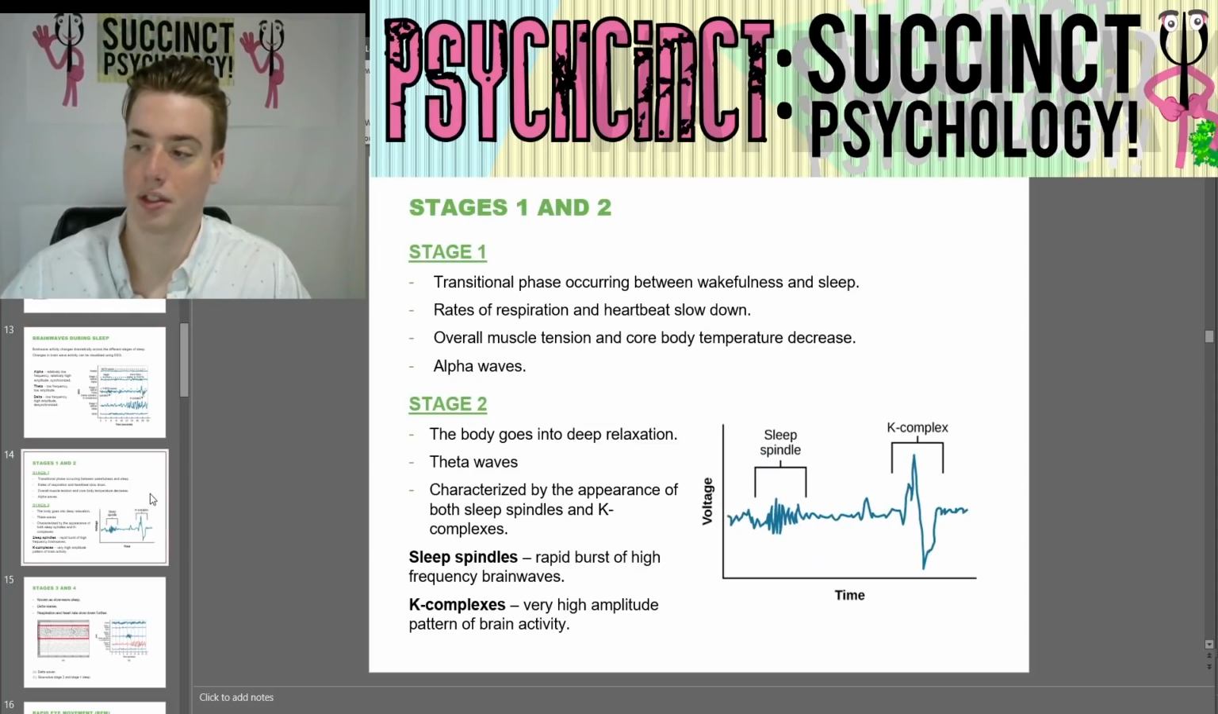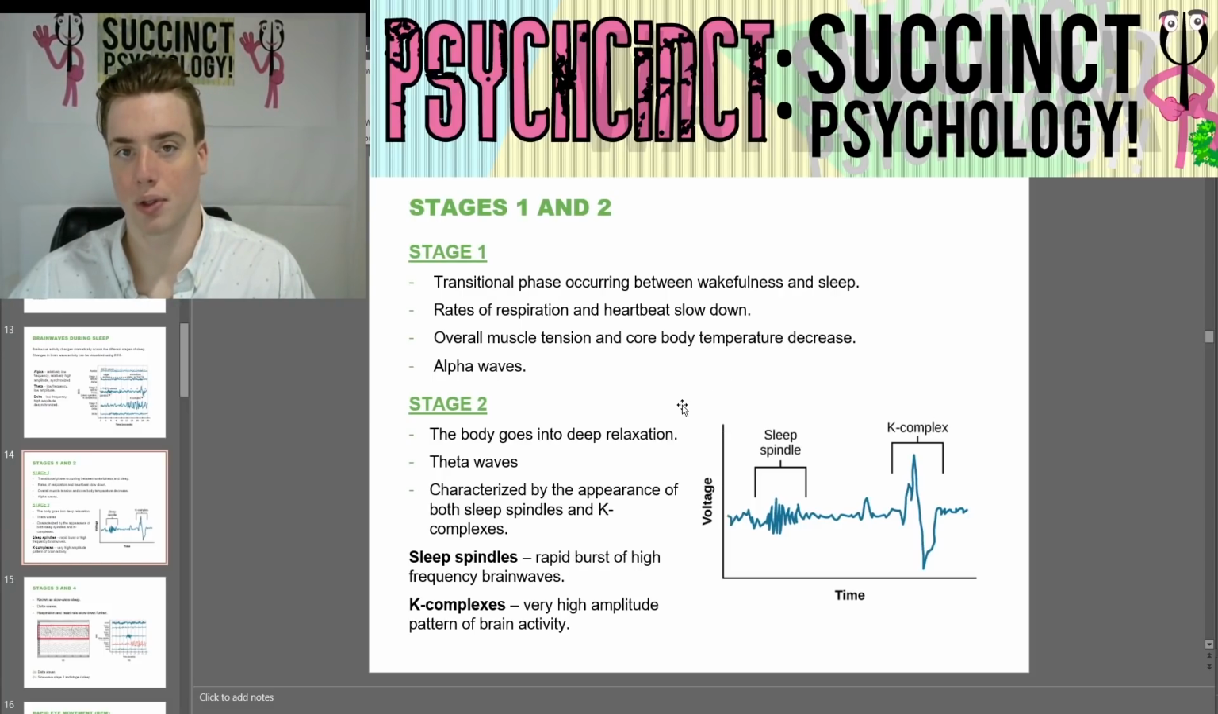So going more into depth with that, we have stages 1 and 2. Stage 1 is a transitional phase occurring between wakefulness and sleep. Rates of respiration and heartbeat slow down, your overall muscle tension and core body temperature decrease, and they contain alpha waves. Stage 1 has alpha waves.